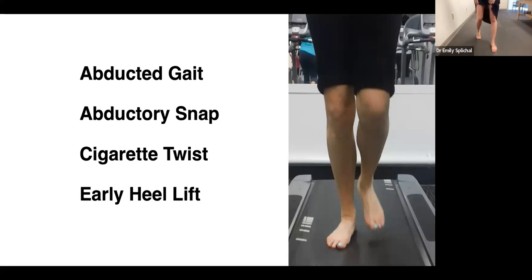So they walk kind of like that. Okay. The final one, early heel lift. This is someone who walks and they have a very bouncy gait. Kind of like that. Okay. All those compensations. So already I'm teaching you guys how to start doing a gait assessment, right?